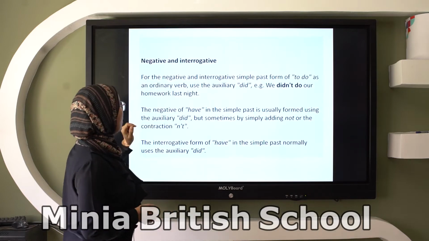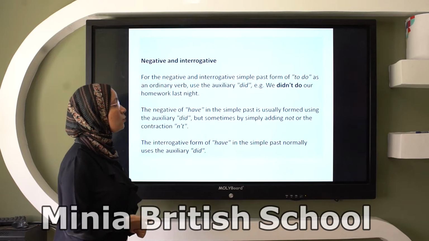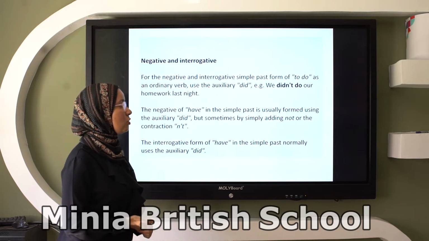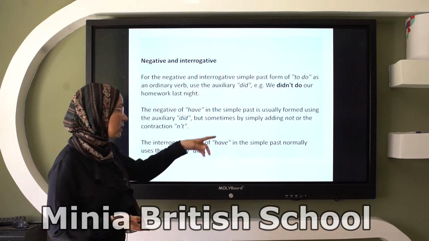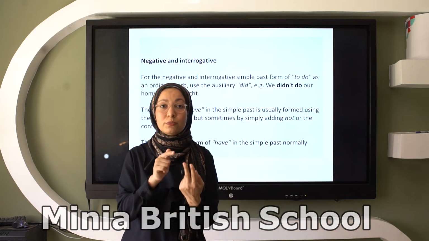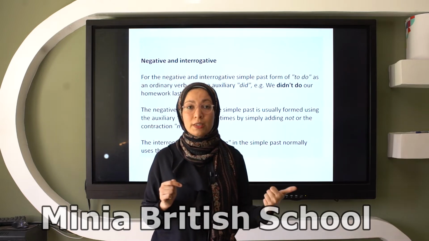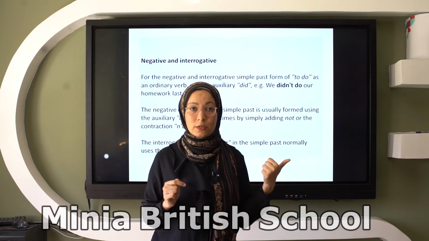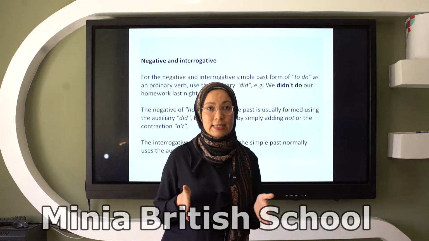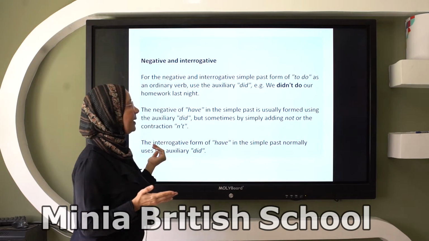So negative and interrogative. For the negative and interrogative simple past form of to do as an ordinary verb, use the auxiliary did. We didn't do our homework last night. Here is the example: we didn't do. So I have here two forms of verb to do. I have didn't as an auxiliary verb in the negative form in the past simple tense, and I have verb to do as the main verb of the sentence. So we didn't do our homework last night.